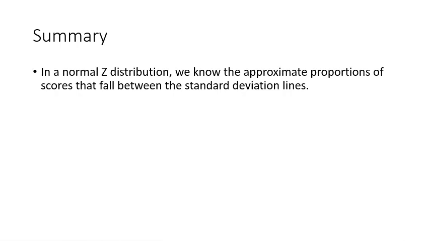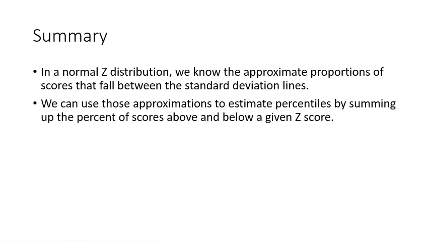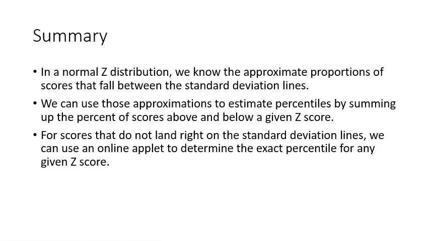So in summary, we know that in a normal Z distribution, we know the approximate proportions of scores that fall between the standard deviation lines, and that's that 50%, 34%, 14%, 2%. We can use these approximations to estimate percentiles by summing up the percent of scores above and below a given Z-score. And for scores that don't land right on the standard deviation lines, we can use an online applet to determine the exact percentile for any given Z-score. And that will be the topic of the next lecture.